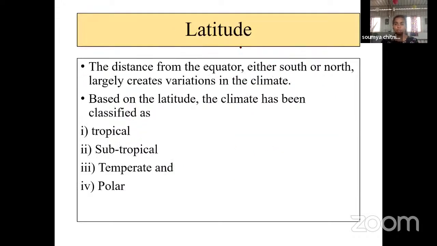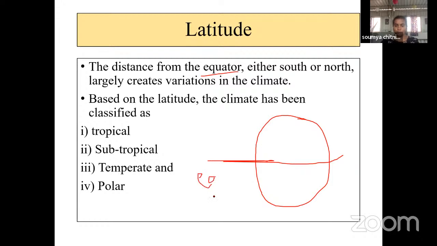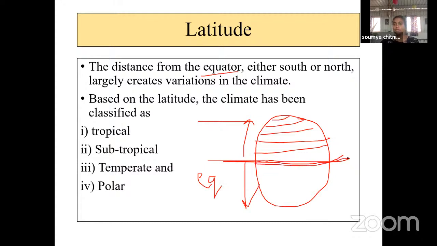So first, the latitude. As I told you, latitude is the distance from the equator, either south or north, and it largely creates variation in the climate. On the earth's surface, for example, I'm just drawing roughly so that you understand it better. Okay, so this is the equator, right? The equator, and then the Tropic of Cancer and some other latitudes, horse latitudes, and finally the polar latitude, right? From the equator, as we go on the northern hemisphere or the southern hemisphere, we have different latitudes, right? This equator is at about 0 degree. We usually find latitudes at a particular angle or degrees, right? So 0 degrees, and that's how they vary from one latitude to another.